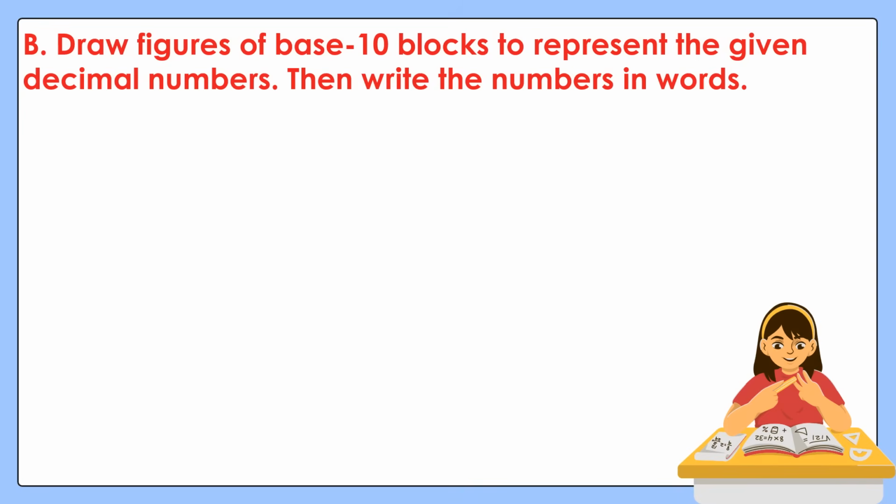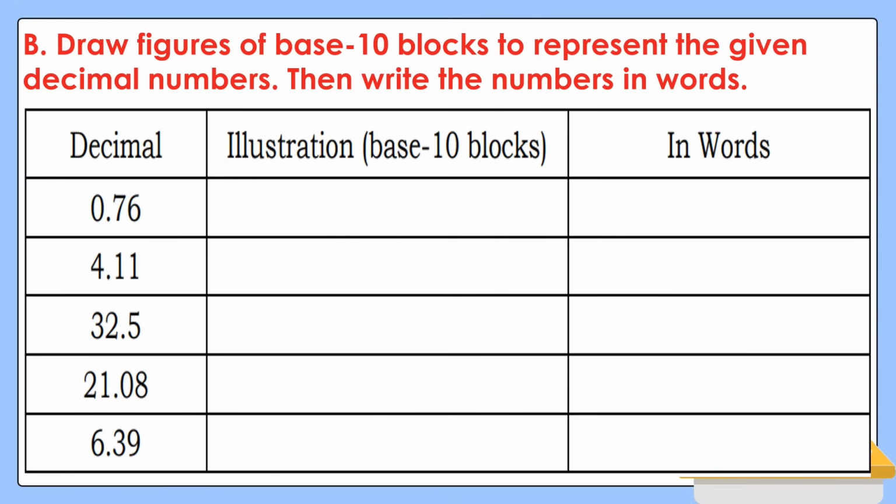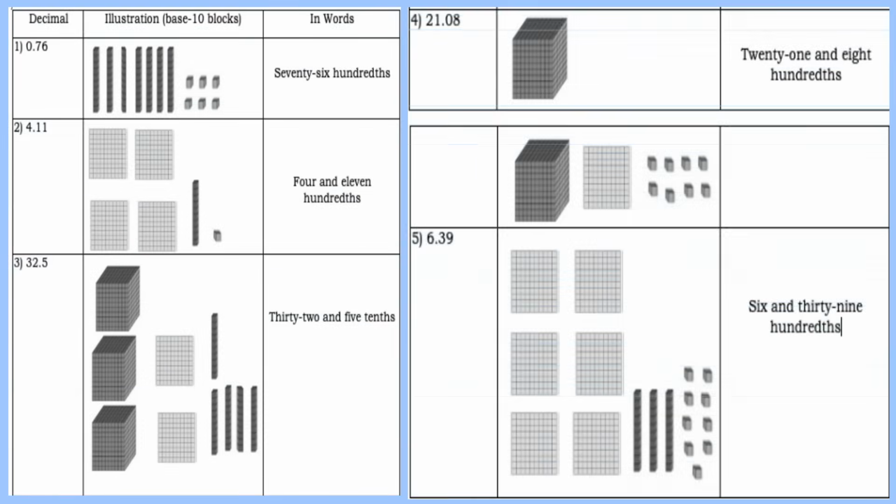B. Draw figures of base 10 blocks to represent the given decimal numbers. Then write the numbers in words. Number 1, 0.76. Number 2, 4.11. Number 3, 32.5. Number 4, 21.08. And number 5, 6.39. And here are the answers for numbers 1, 2, 3, 4, and 5.